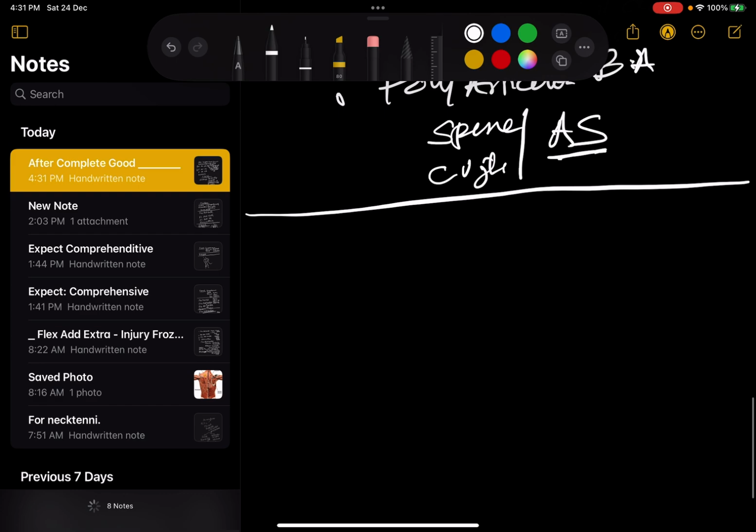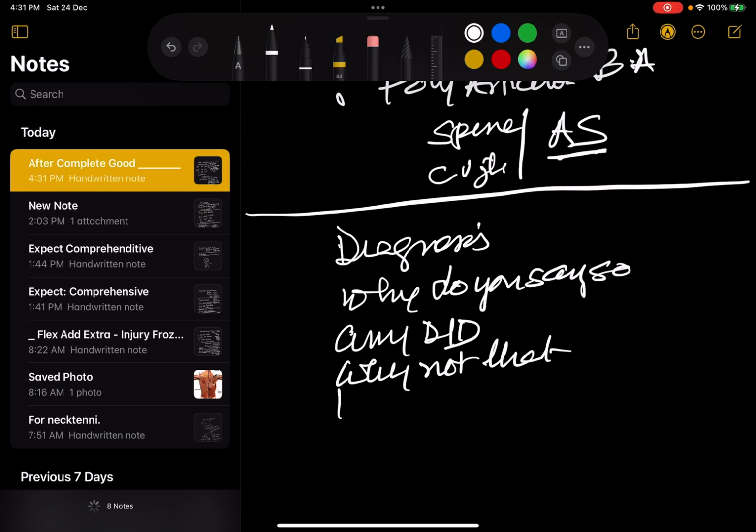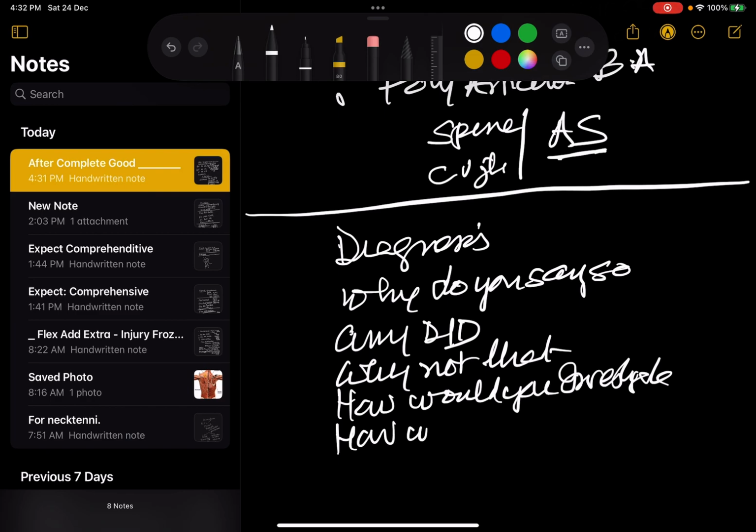About each of these conditions, the sequence of questions is: what is your diagnosis? Why do you say so? Any differential diagnosis? Why not that? How would you investigate? How would you treat? And what is the prognosis?